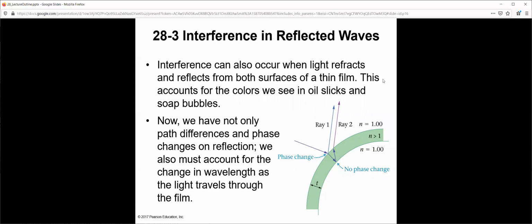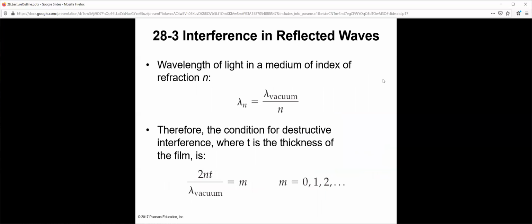Now we have not only phase differences and phase changes on reflection, we also must account for the change in wavelengths as light travels through the film. So not only do you have the reflection of ray 1, but the refraction of ray 2 to play around with as well. Wavelength of light in a medium of index of refraction n is described here, where lambda n is equal to lambda in the vacuum divided by n. Index of refraction is something we've talked about in the previous chapter. Therefore, the condition of destructive interference, where T is the thickness of the film, is given by this.